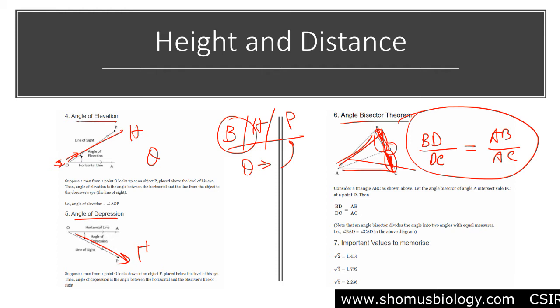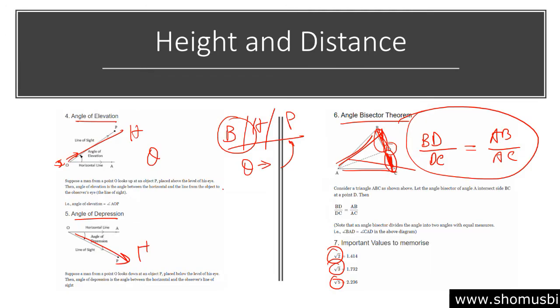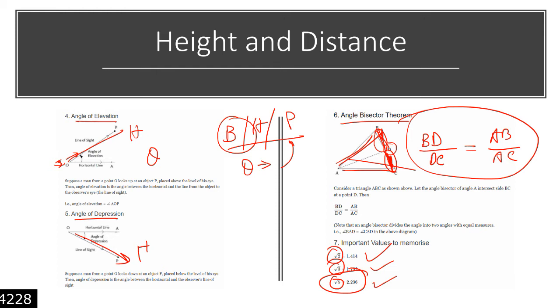It will be useful in some mathematical problems, but not all. Also remember some values to be memorized: the values of root 2, root 3 and root 5, because you can see that here we have 1 by root 2, 1 by root 3, and so on. Root 5 is not that important, but root 2 and root 3 are. Root 2 is 1.414, root 3 is 1.732, root 5 is 2.236. Remember that.